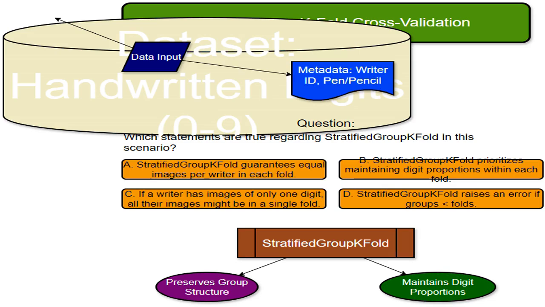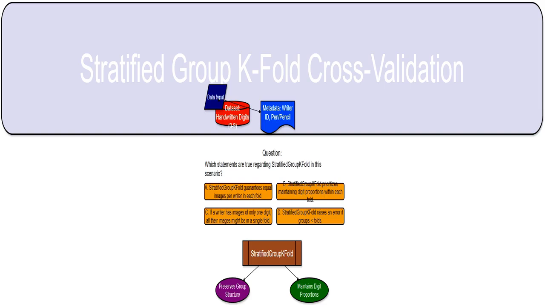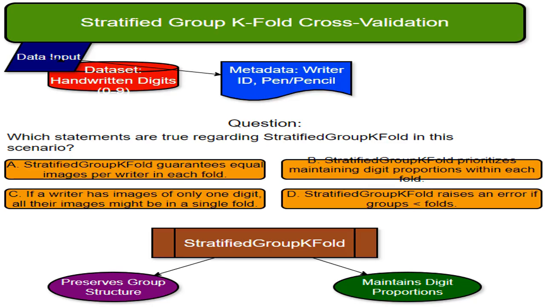I'm working with a collection of images showing handwritten digits from 0 to 9. Each image is a data point. Along with the digit image, I have information about who wrote it, writer ID, and what they used, a pen or a pencil. I'm using a special technique called StratifiedGroupKFold to fairly test my machine learning model.